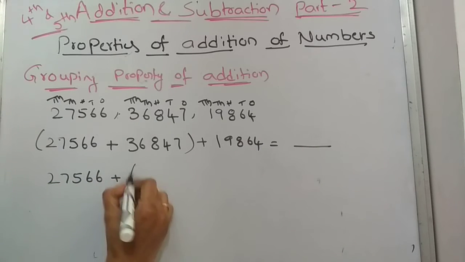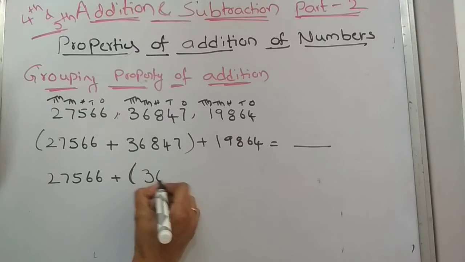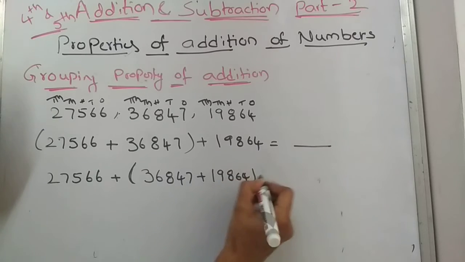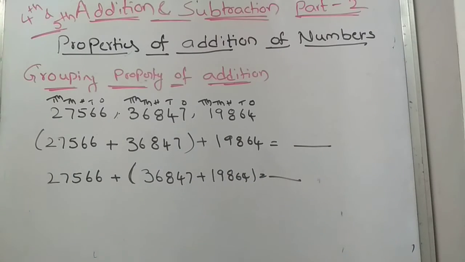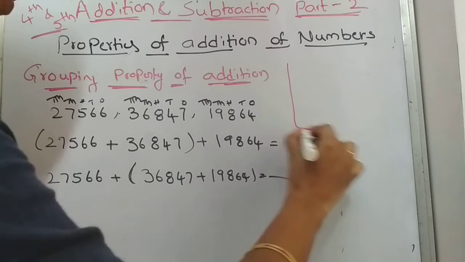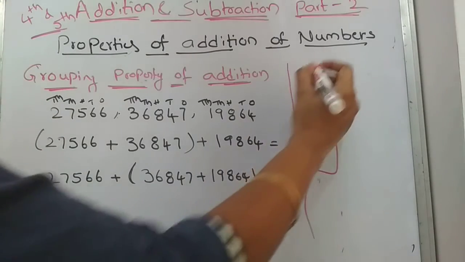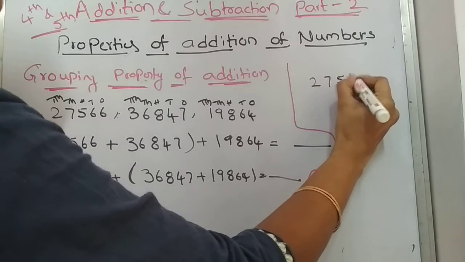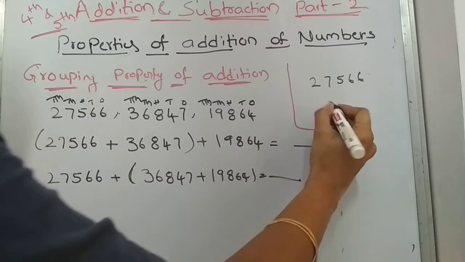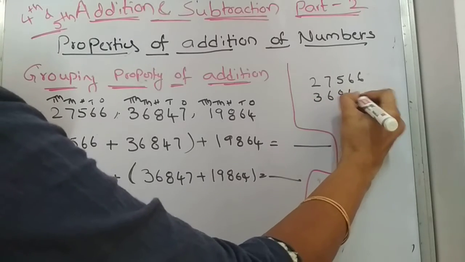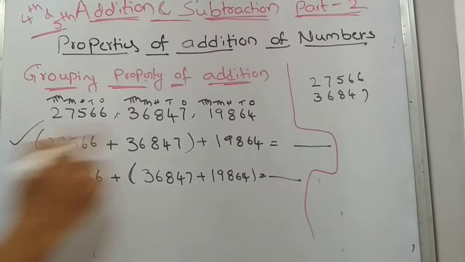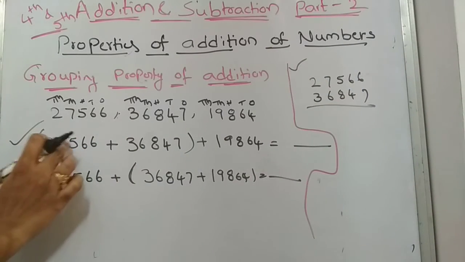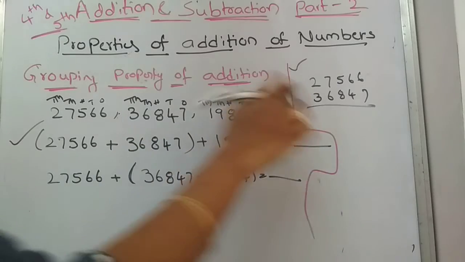Then the other way: 27566, then I started the bracket here, 36847 plus 19864, and put the answer here. What will we get here? First, arrange column-wise: 27566 and 36847. This is the first one. Within the bracket, first 27566 plus 36847, I am adding here.